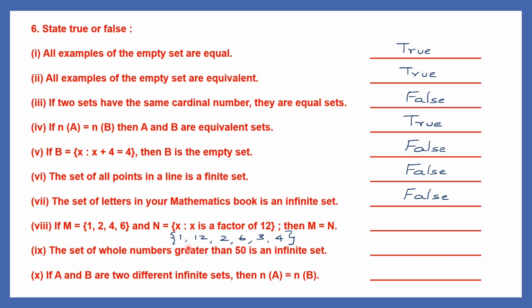So set N has 1, 12, 2, 6, 3 and 4. Whereas set M has 1, 2, 4 and 6. There are only 4 elements here, whereas here we have 6 elements. So the question is, the statement says that M is equal to N. Are they equal? They are not equal. So this statement is false.